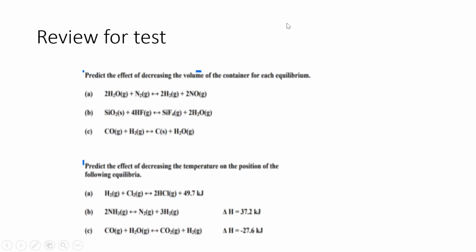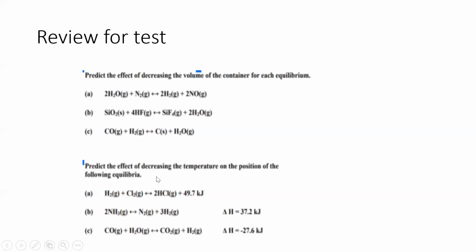So let's take a look at some review questions. We've got a couple of problems here. These are reactions that are at equilibrium. And then we do something to throw that equilibrium off. In the first set of questions, we're decreasing the volume. And we want to say which way is the equilibrium position going to shift. Think about if we decrease the volume, what that does to the pressure. And then from there, what would happen to reestablish equilibrium?